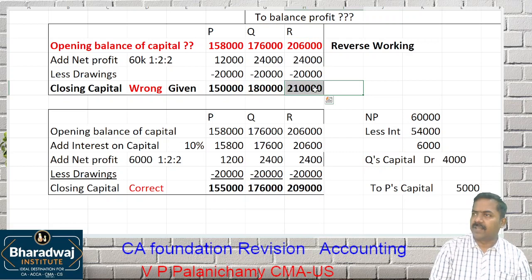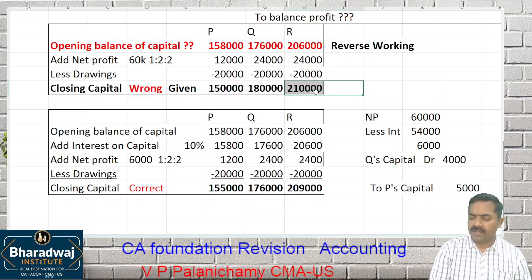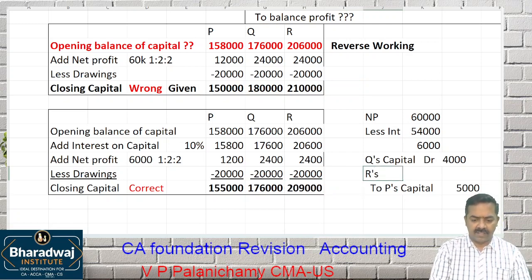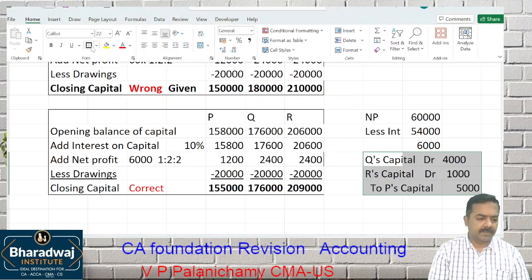How much is there as a balance? 2,10,000. How much should be there? 2,09,000. How much excess credit is there? 1,000 debit. R's capital account debit. That's it. This is the adjusting entry we pass.